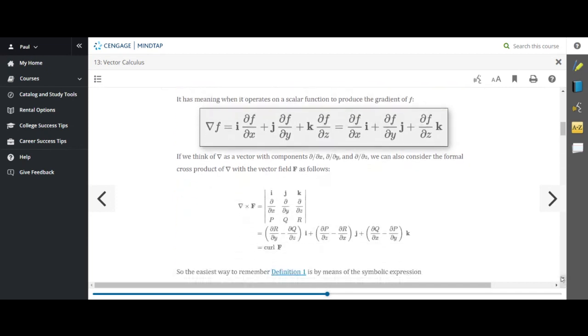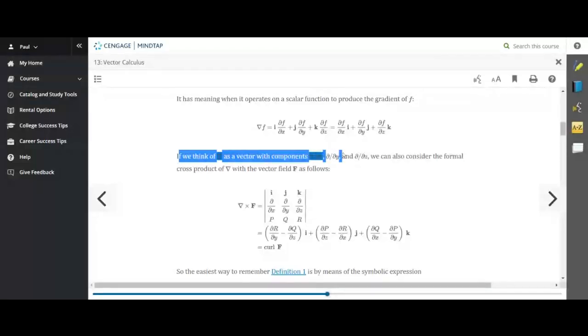If we think of the del as a vector with those components, even though that doesn't quite make sense, let's just pretend. Let's think of the del operator as a vector with those components. Then if we take the cross product of the del vector with the vector field, we will actually arrive at the curl of the vector F.